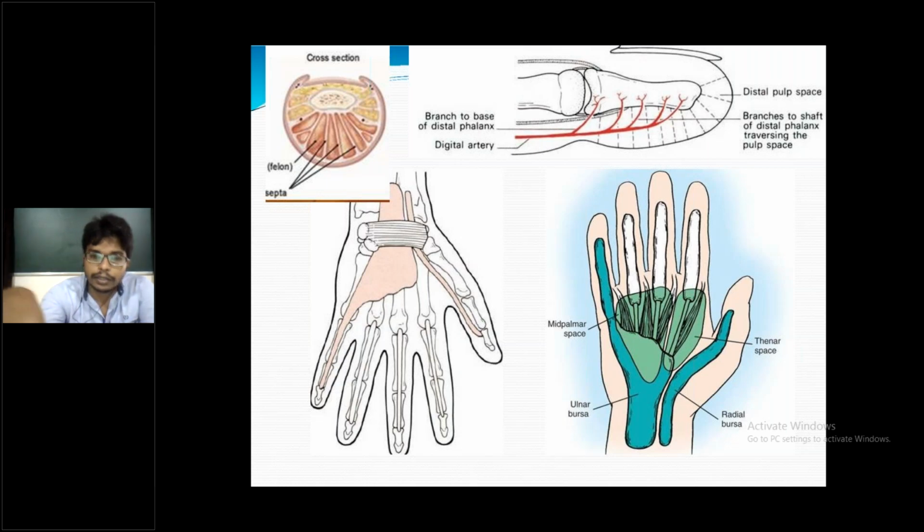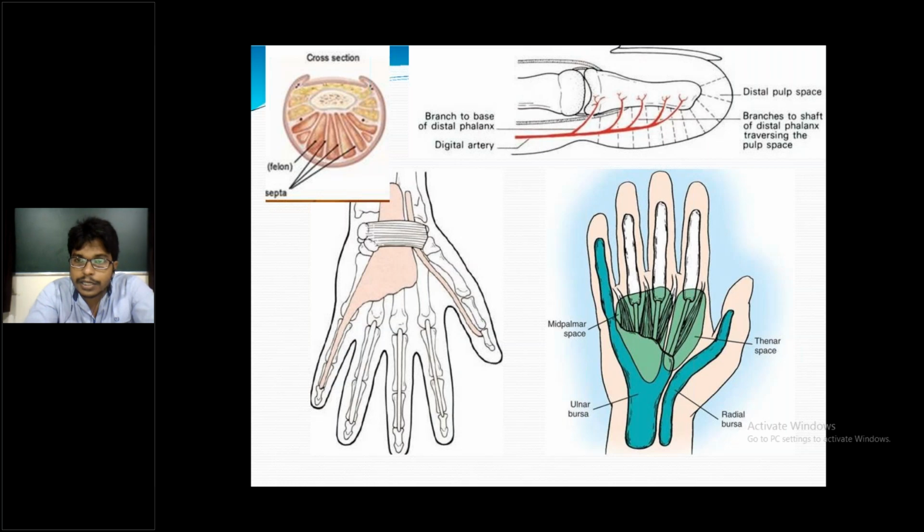Okay, and in the right side lower diagram, you can see the bursas, radial bursa and ulnar bursa. Radial bursa is towards the thumb side, and towards the little finger side is the ulnar bursa. You can see your own hand.